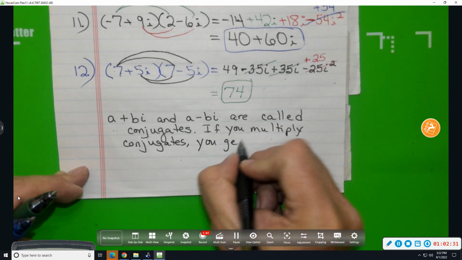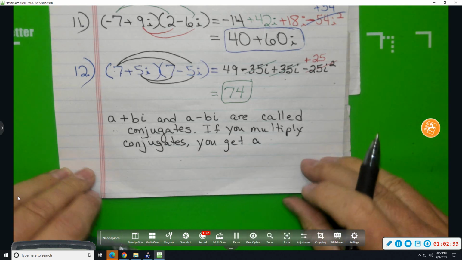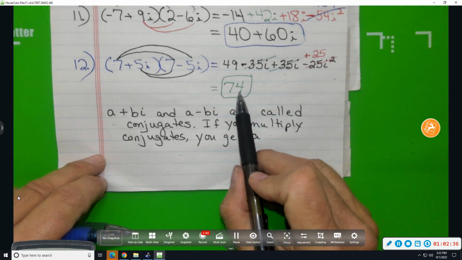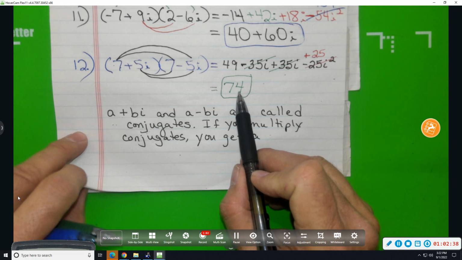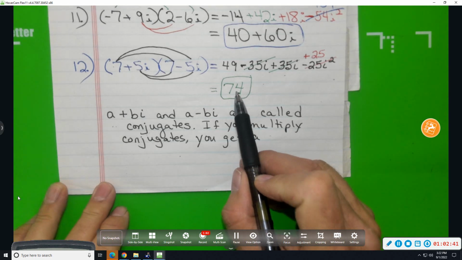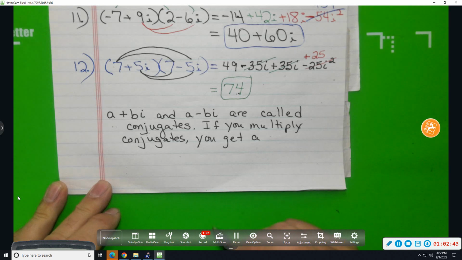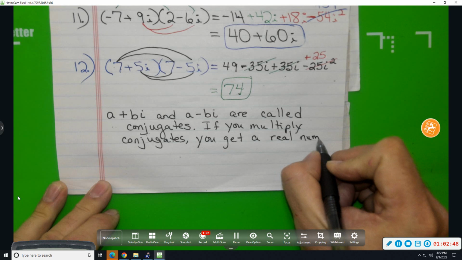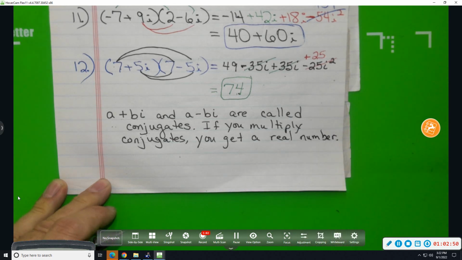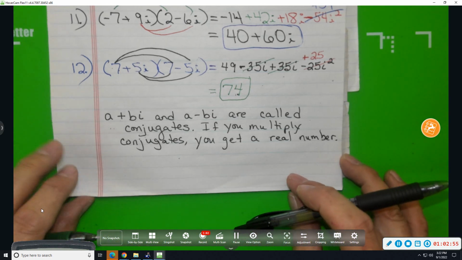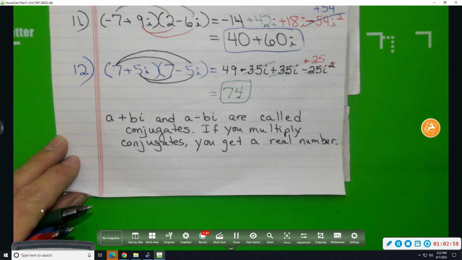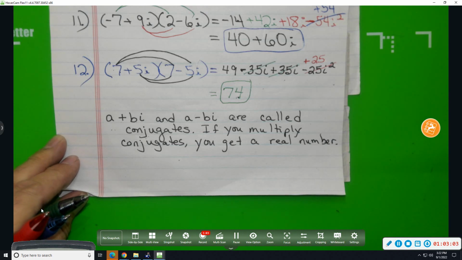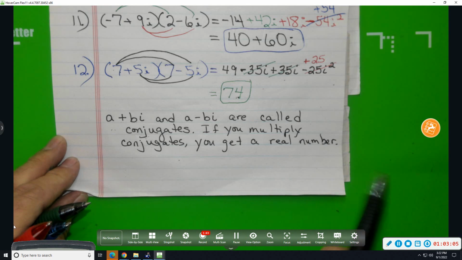you get what type of number as your answer? A real number, an imaginary number, or a complex number? A real number. If you multiply conjugates, you get a real number. That's going to be important for the last three problems we do. And let's see, we've added, we've subtracted, we've multiplied. What's the only thing left to do? Divide.